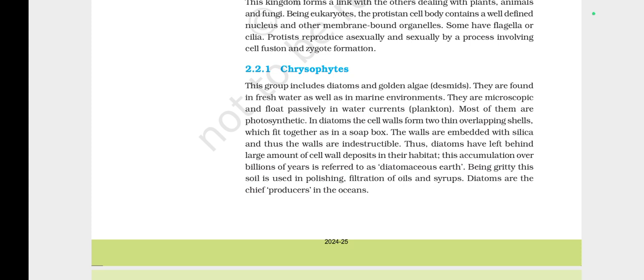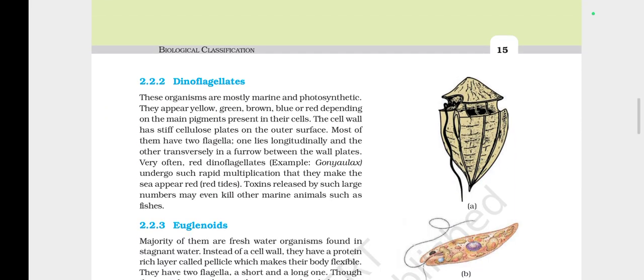Thus diatoms have left behind a large amount of cell wall deposits in their habitat. This accumulation over billions of years is referred to as diatomaceous earth. Being gritty, this soil is used in polishing, and in filtration of oils and syrups. Diatoms are the chief producers of the oceans. Second, dinoflagellates. These organisms are mostly marine.